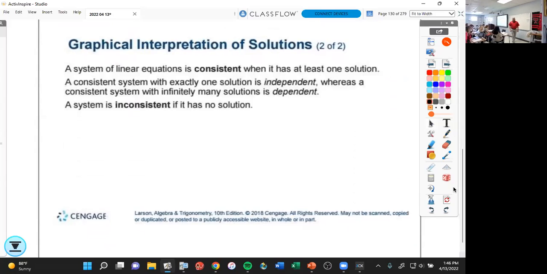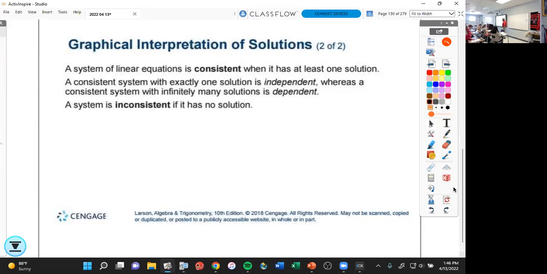Consistent. If there's at least one solution, the system is consistent. So a system can be consistent with one solution, or it can be consistent with infinitely many solutions. If it's inconsistent, that means no solution. Inconsistent. They don't cross each other. No solution.